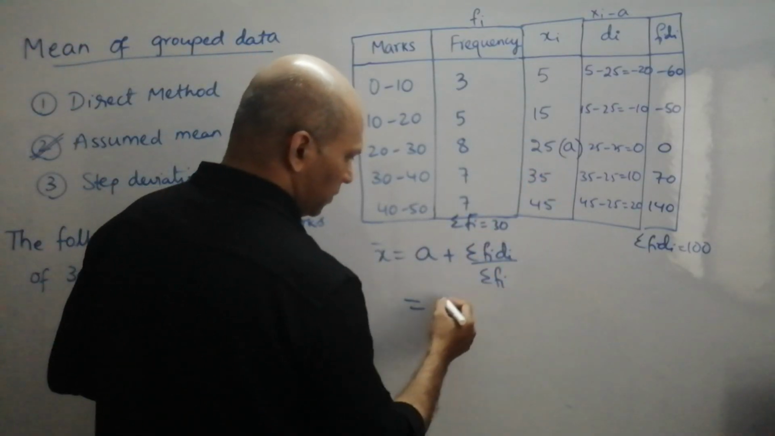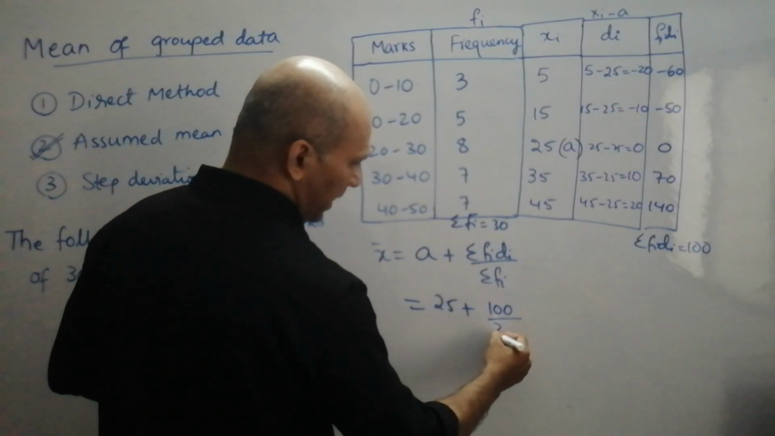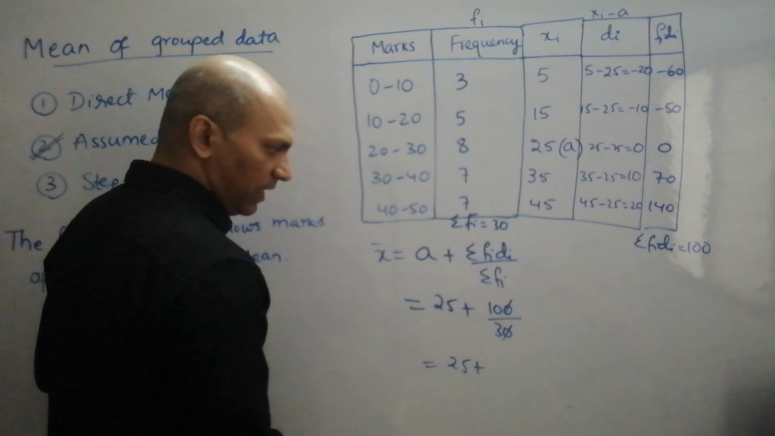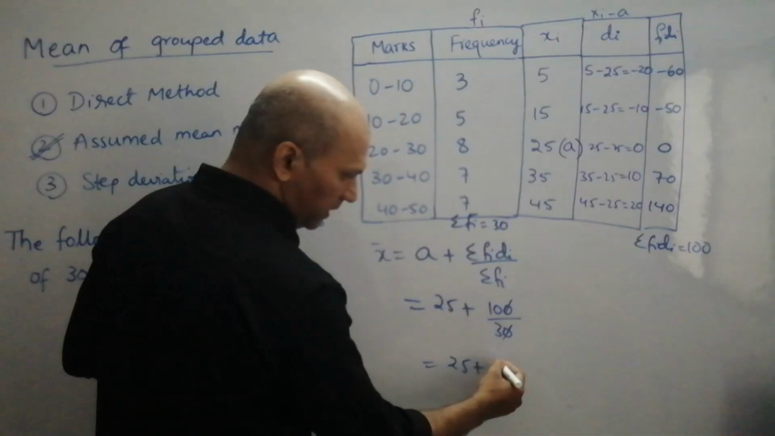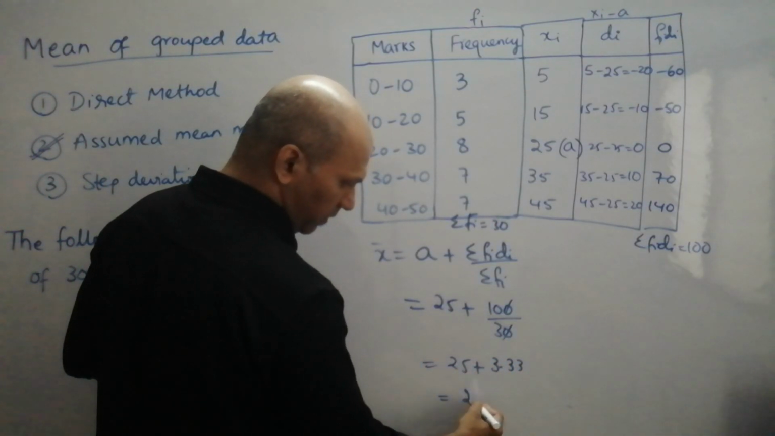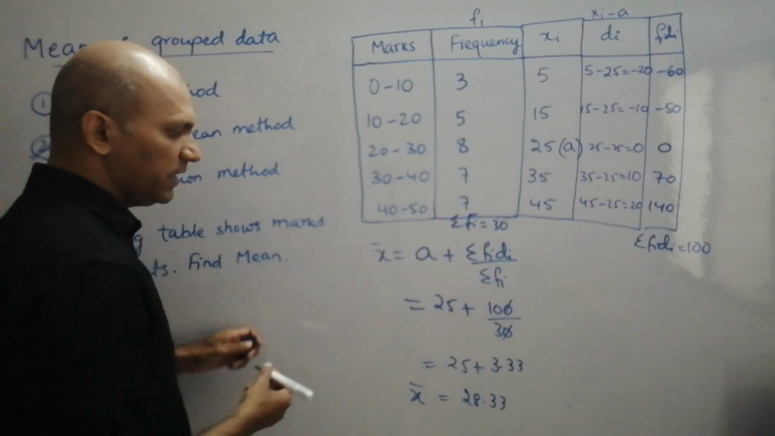So the mean is equal to 25 plus sigma fi di, 100, divided by 30. The 0 will get cancelled. 25 plus 10 by 3, which is 3.33 and so on. So this will give us 28.33. So the mean is 28.33.